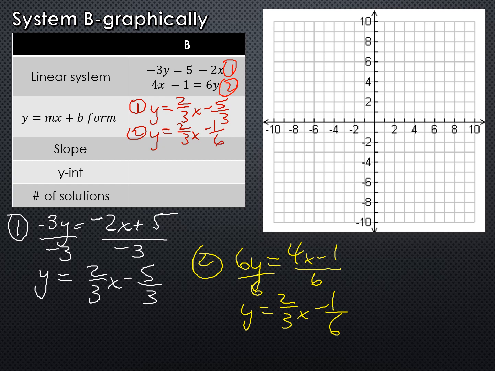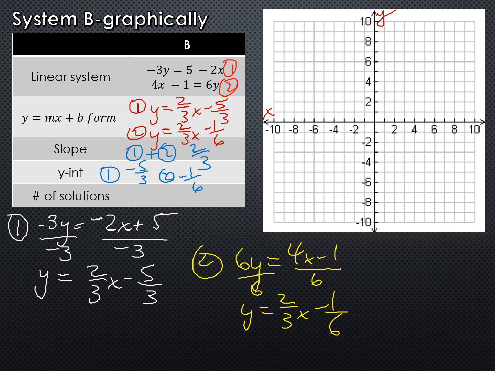When you're looking at the slopes, you should notice they're both the same. So 1 and 2 are both 2/3. The y-intercept for equation 1 is negative 5/3, and for equation 2, negative a 6th. So this is different from system A. System A, we had different slopes, different y-intercepts. Now we have same slope, different y-intercept. Let's see what happens when we go to graph it.